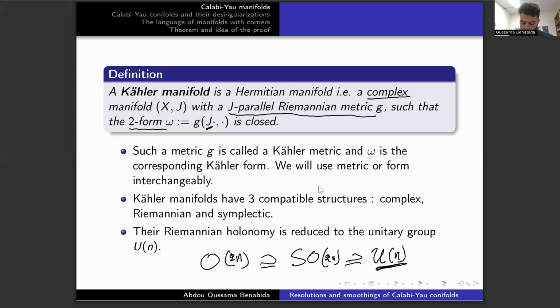So yeah, the next step in the Berger classification is holonomy included in SU(n), and this will be of important interest in our case. We will get back to that later. But for now, Kähler manifolds are Riemannian manifolds with holonomy in the unitary group.